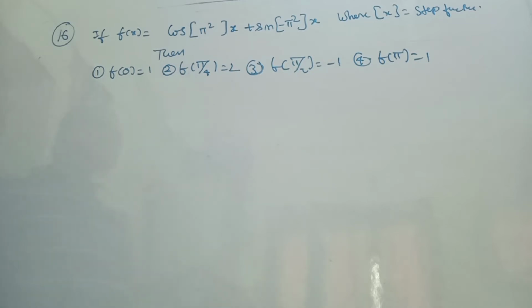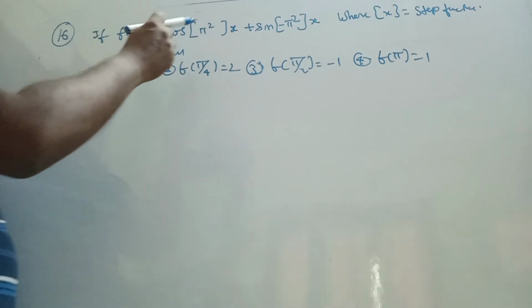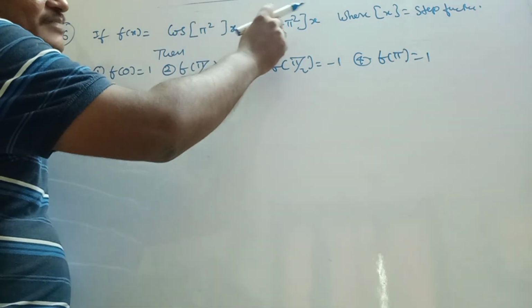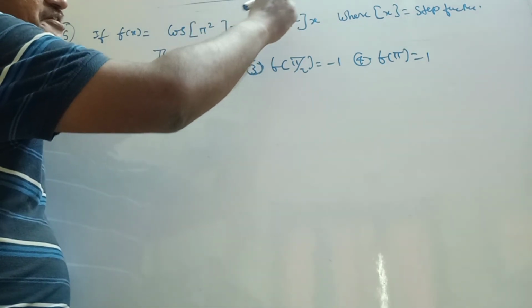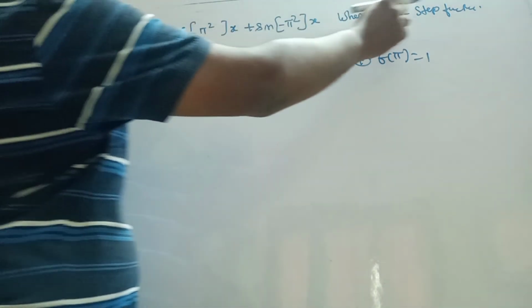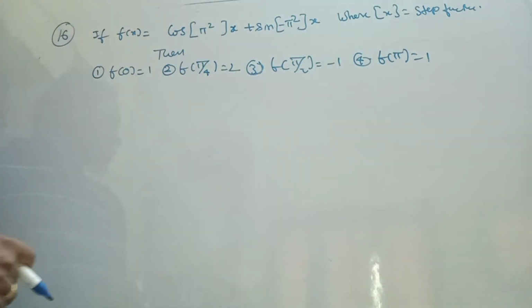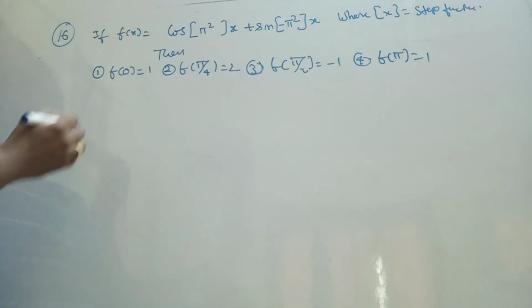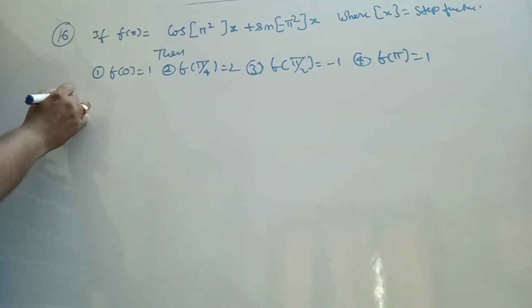Now we have the 16th problem. If f of x equals cos of greatest integer function of pi square x plus sine of minus pi square greatest integer function of x, where this is nothing but the step function. Another name for greatest integer function is the step function. Then these are the options they have given. Let us find out which one is correct.